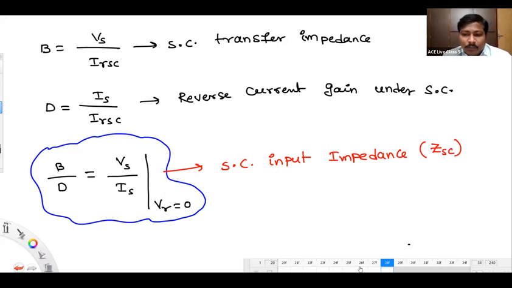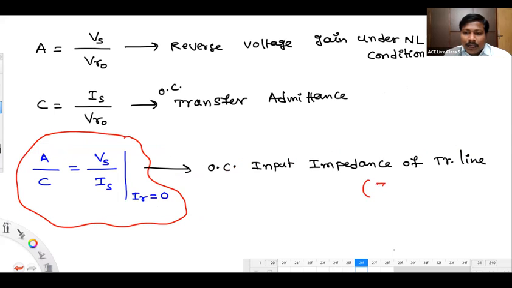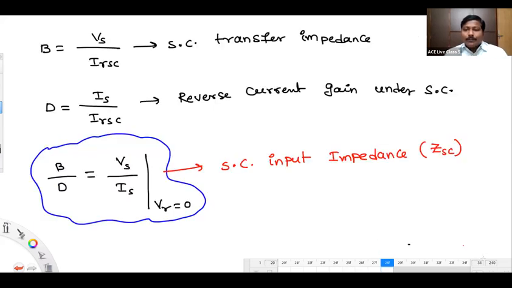Already we have written the open circuit input impedance, right? So you call this one ZOC, the open circuit input impedance. And the short circuit input impedance, we are naming it as ZSC.